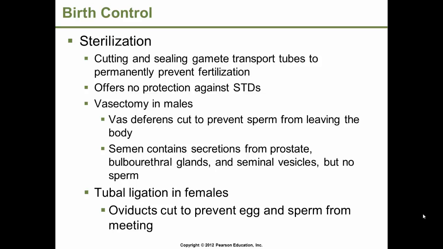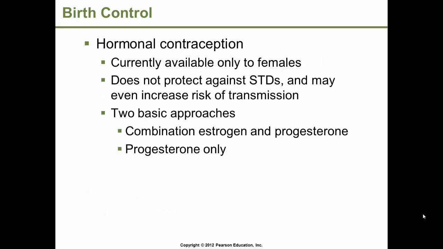In females, it's known as a tubal ligation, and entails that the oviducts are cut to prevent the egg and the sperm from meeting and fertilization occurring. Hormonal contraception currently is only available to females, does not protect against any sexually transmitted disease, and in some cases may even increase the risk of transmission.